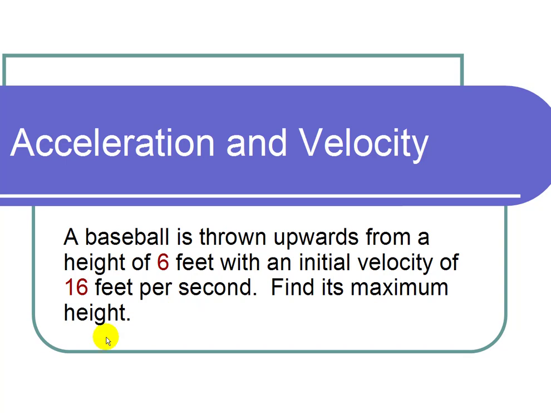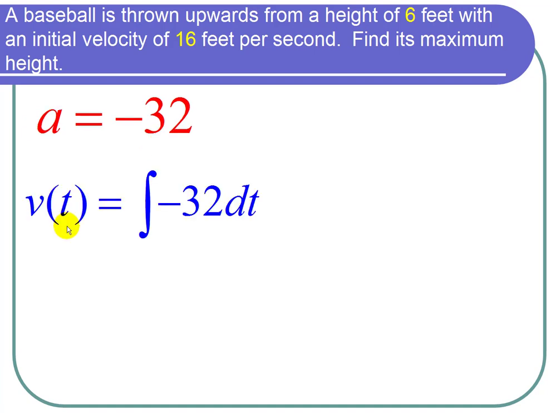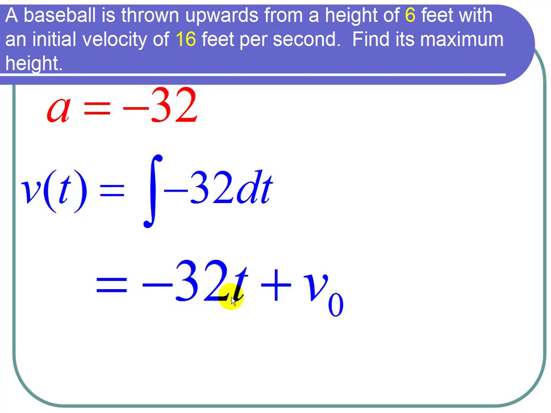So first we need the acceleration of gravity, which is negative 32 feet per second squared. The reason for that is we can integrate the acceleration to get the velocity and say that v of t is equal to the integral of negative 32 dt. Well, the antiderivative of negative 32 is just negative 32t plus a constant. And when we're talking about velocity, we usually call that constant v naught.